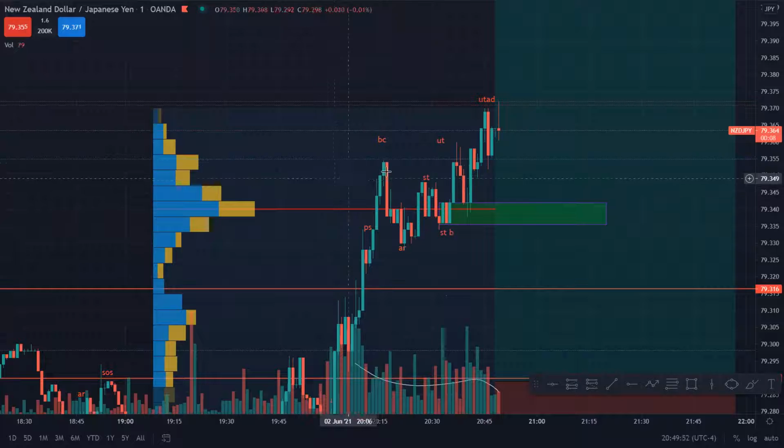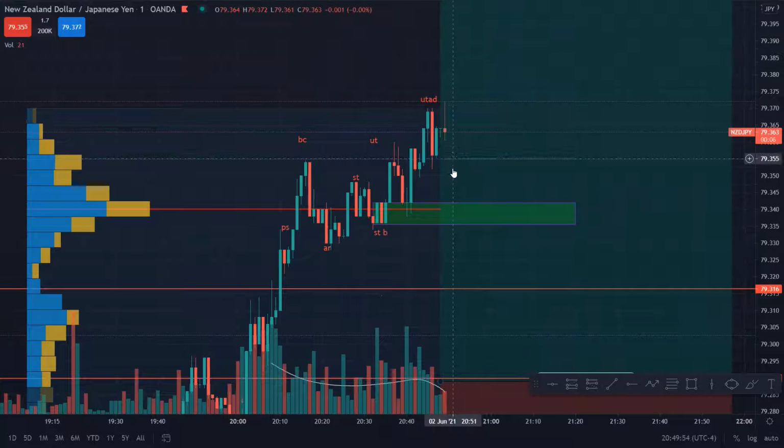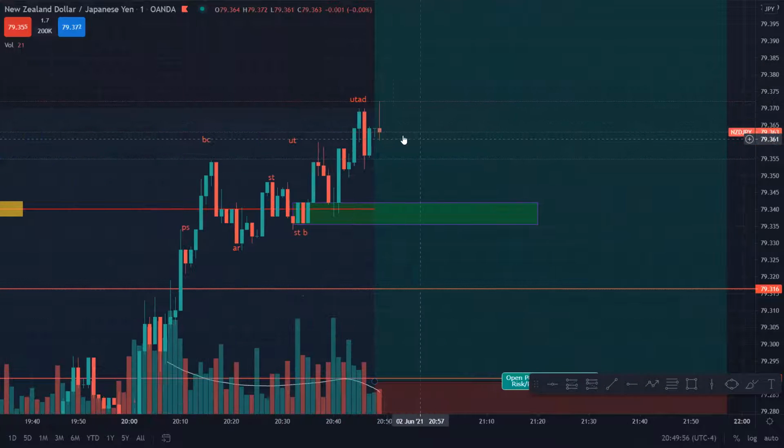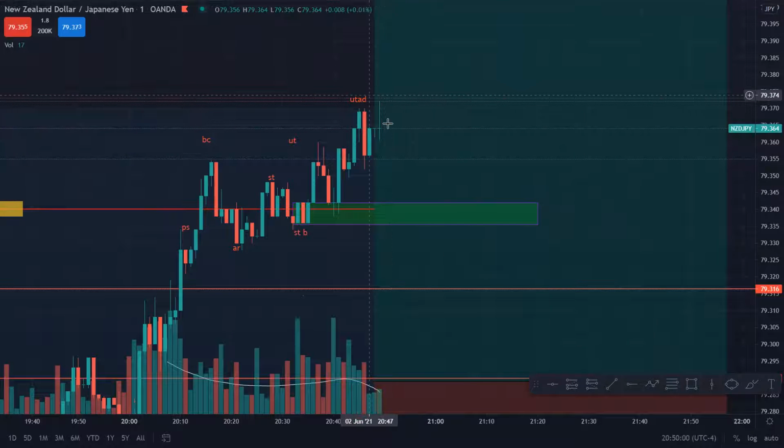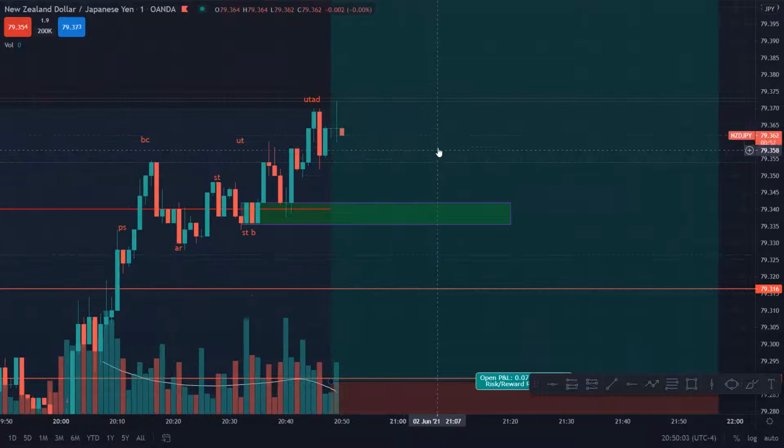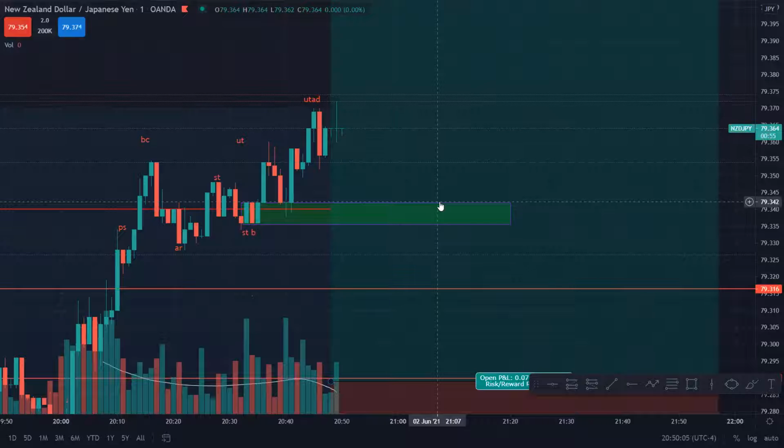All we need now is a continuation of price. And you see that rejection, that's also not a good sign. We're seeing a very big exhaustion. We really need to see that push by price. And if we don't get it, then we'll close the trade at 1.3% gain.